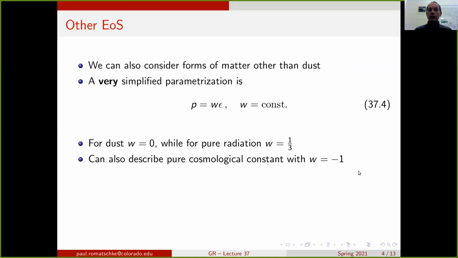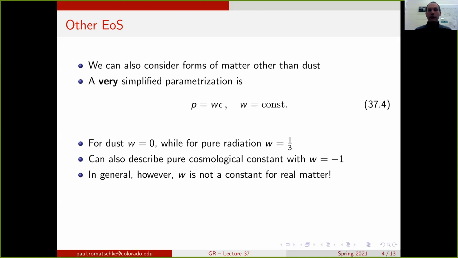Note that we can also describe pure vacuum energy, a pure cosmological constant, because, recall, the pressure and energy density include the contribution from the cosmological constant or the vacuum. We can do that by setting w equal to -1, where the energy density is exactly equal to minus the pressure. That's precisely the relation that we get if we turn off all other forms of matter and just have a cosmological constant, if you recall how we defined these quantities two lectures back.